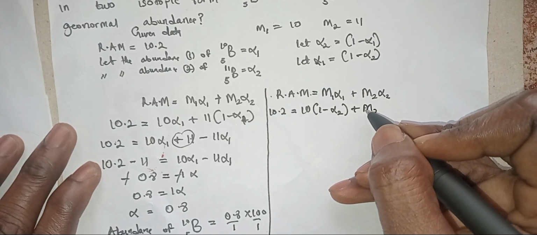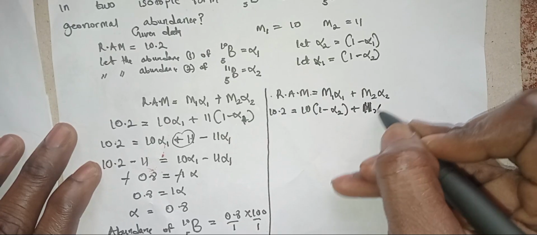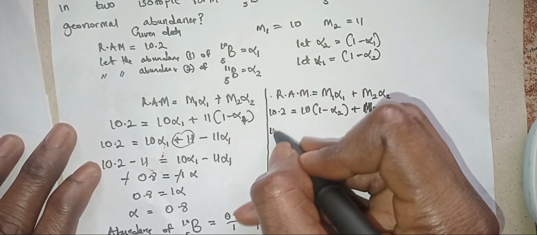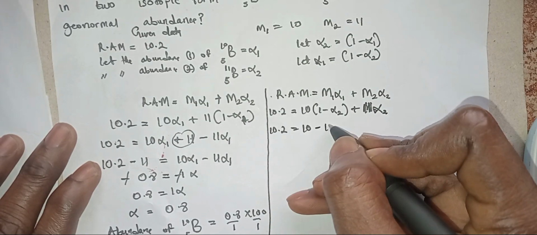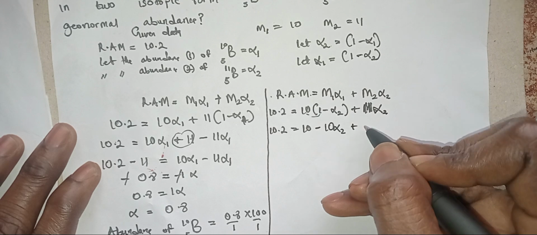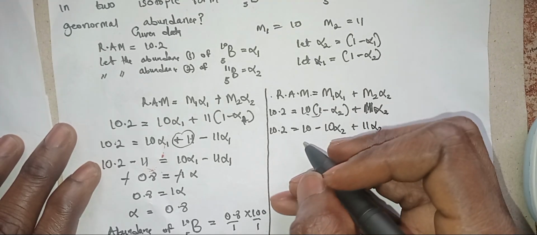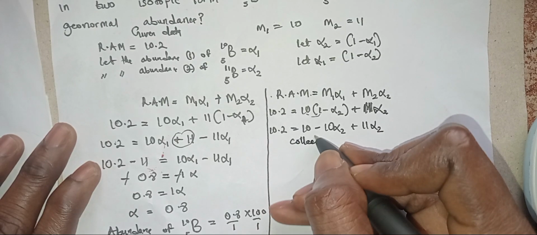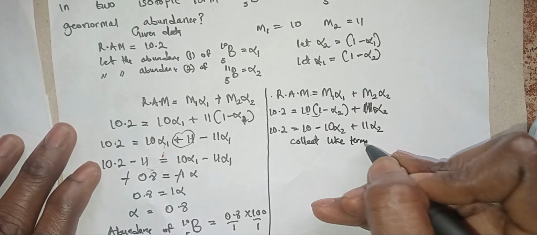Plus M2. Our M2 is what? Our M2 is 11, abundance 2. So here we are going to open the bracket: 10 minus 10 abundance 2, we are going to multiply, plus 11 abundance 2. So when we get to this point, we are going to collect the like terms again, the way we did when we were solving for abundance 1.